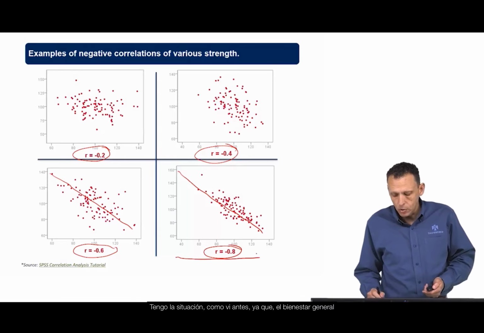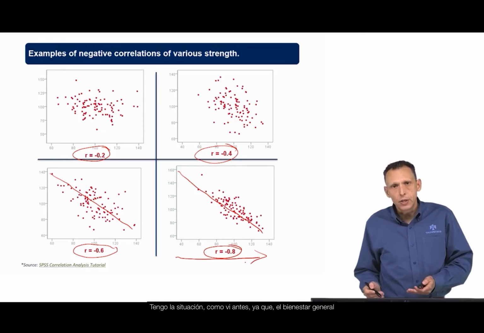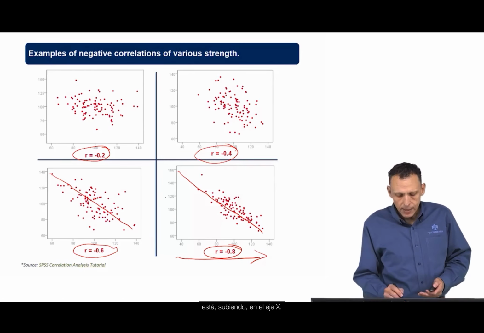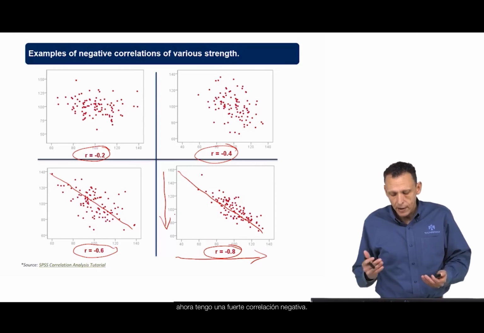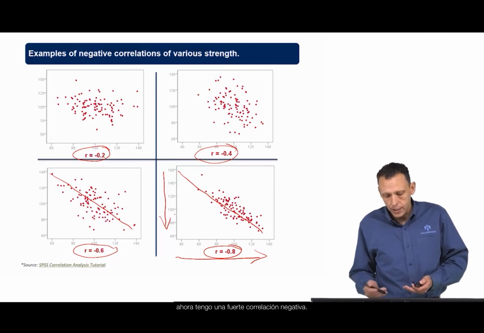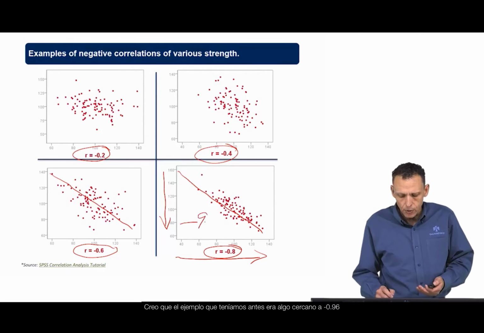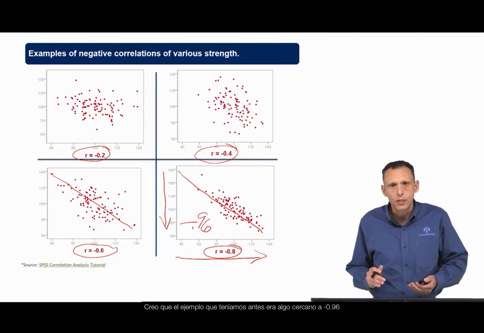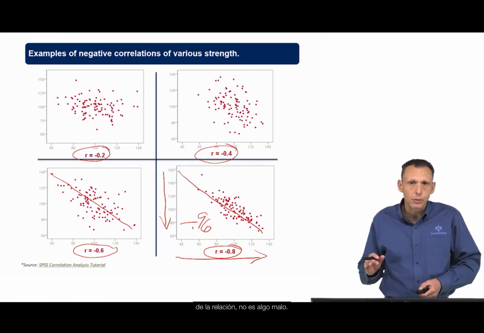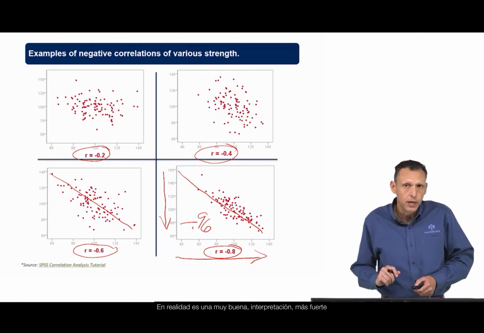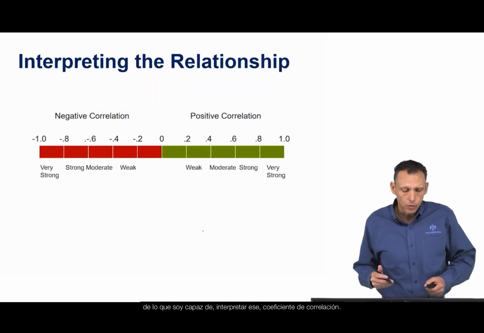Here I do have the situation, as I saw earlier, as general well-being is going up on the x-axis, now I can see my anxiety is falling, for example, and now I have a strong negative correlation. In this example, it might be minus 0.8. I think the example we had earlier was something close to minus 0.6. But both of these are basically just telling me the strength and the direction of the relationship. It's not a bad thing. It's actually a very good interpretation, the stronger then I'm able to interpret that correlation coefficient.